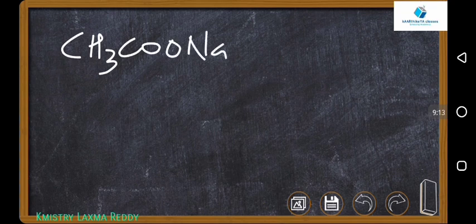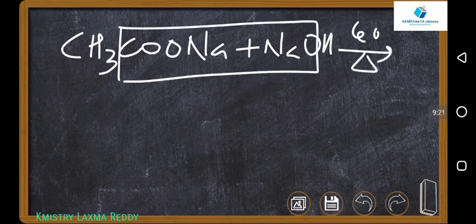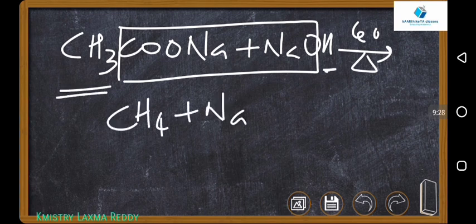Have a look at this. CH3COONa when treated with sodium hydroxide and calcium oxide and heated, this part is out. So this CH3, this H is going to give you methane. So methane you can comfortably prepare here.